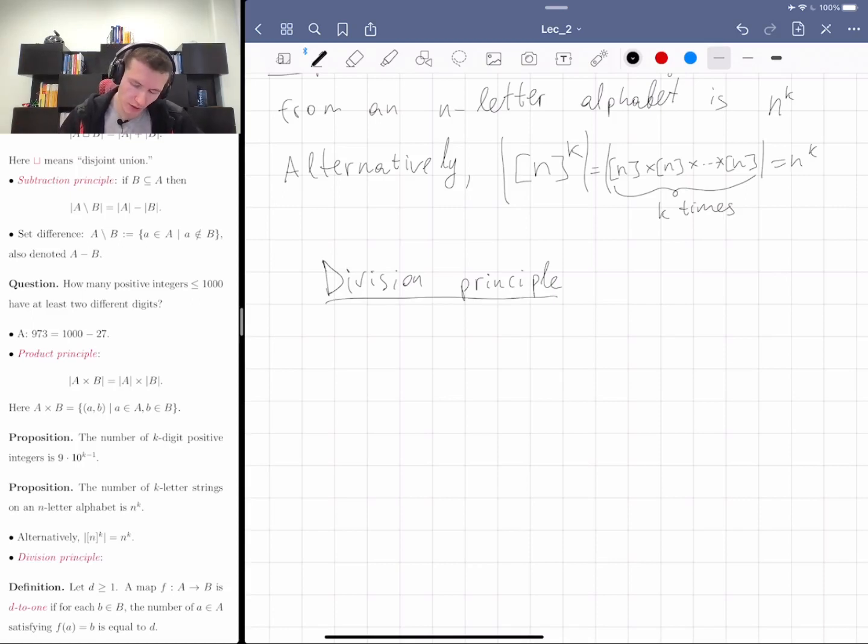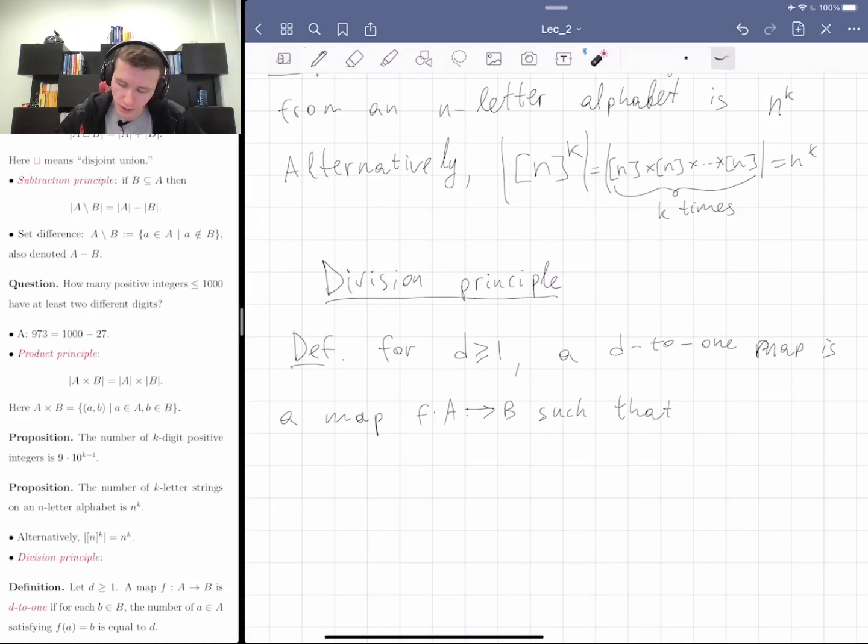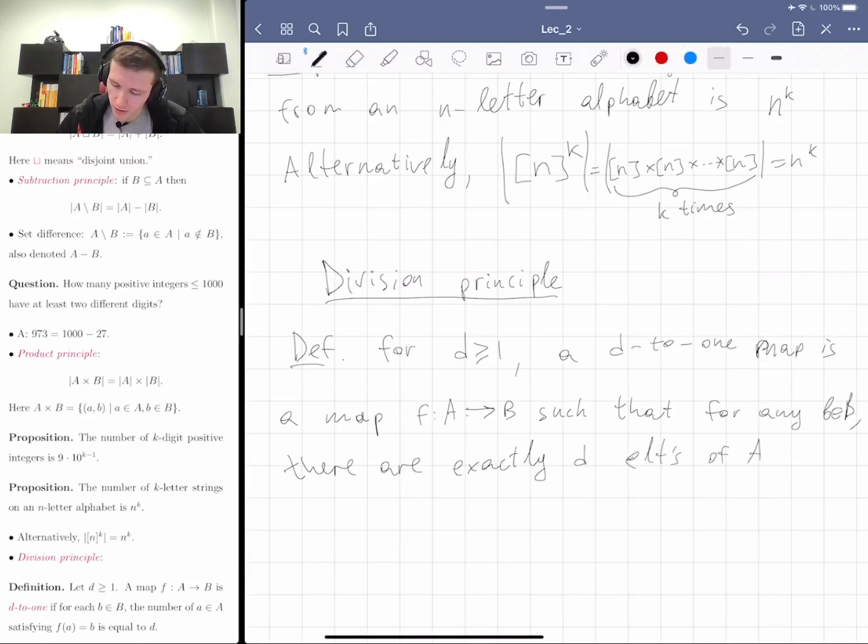If you have some positive integer d, a d-to-1 map is a map f from A to B such that for any element b in B there are exactly d elements of A that map to b.